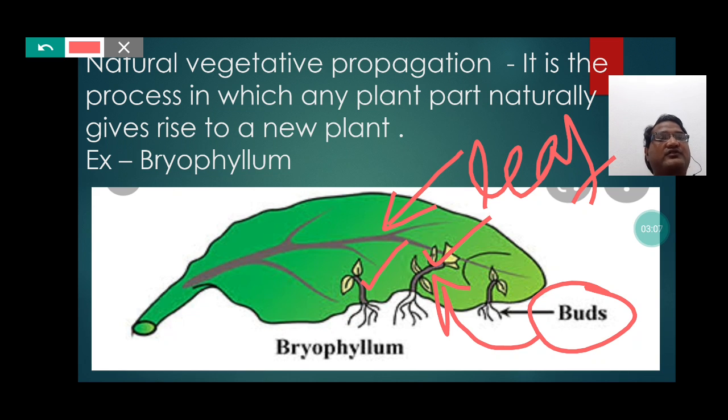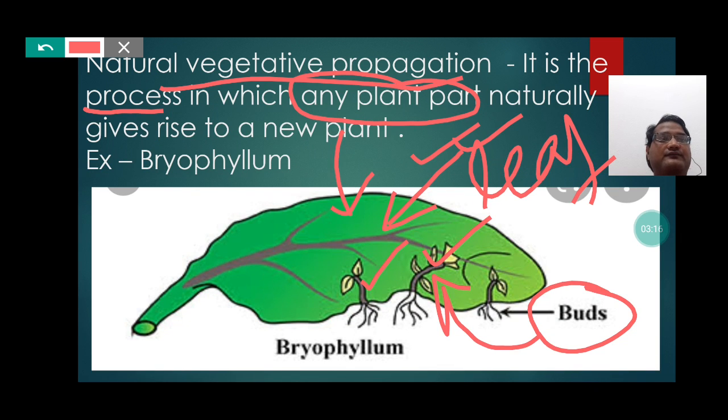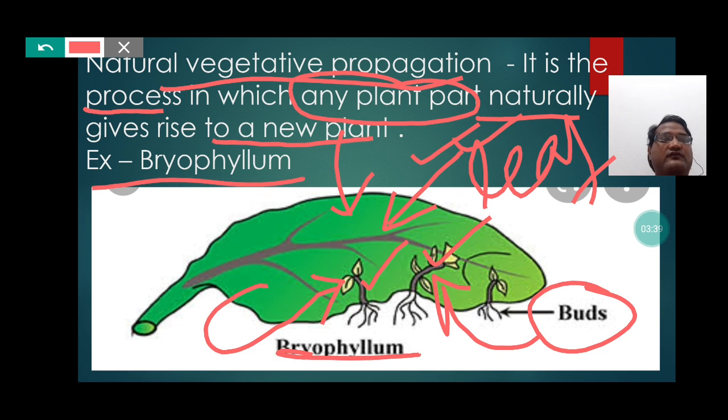So students, natural vegetative propagation is actually the process in which any plant part, here the plant part is leaf, naturally gives rise to a completely new plant. Here you can easily notice that the leaf is giving rise to a new bryophyllum plant. So students, the example of natural vegetative propagation is bryophyllum, which you can see here also.